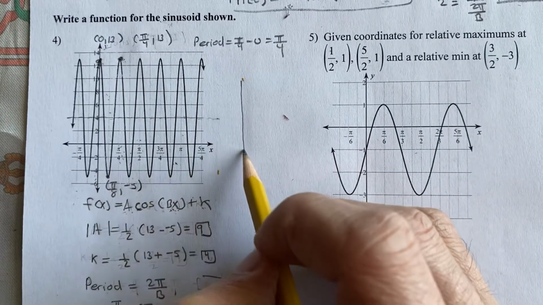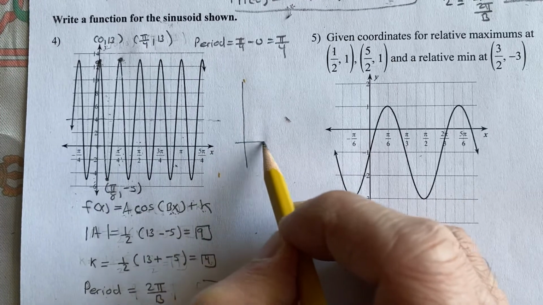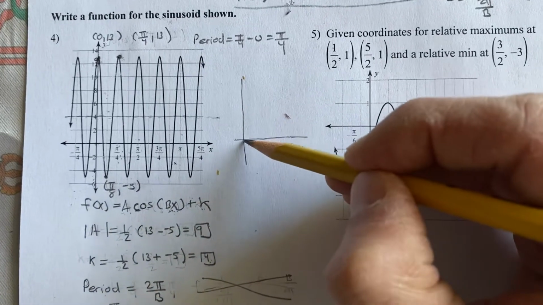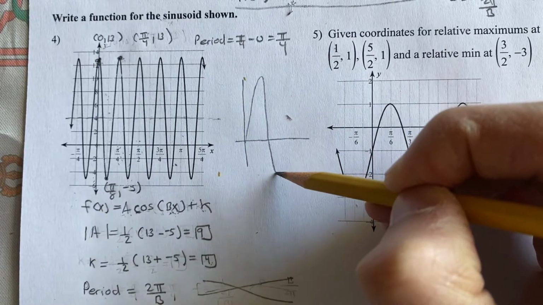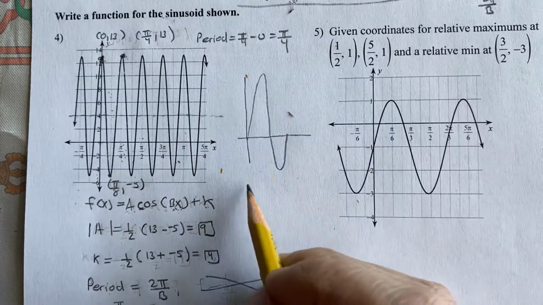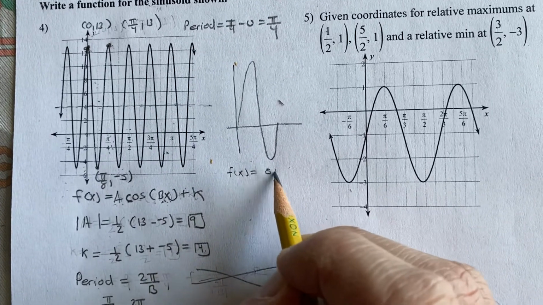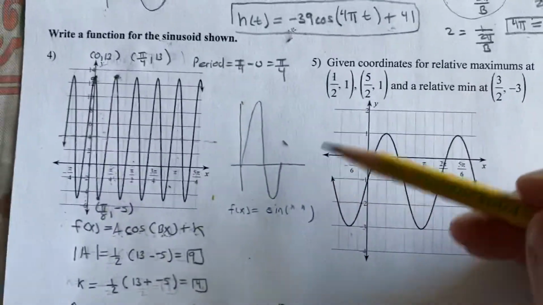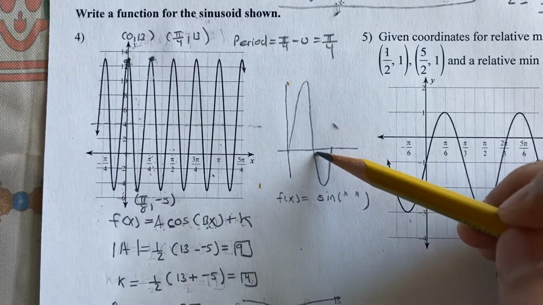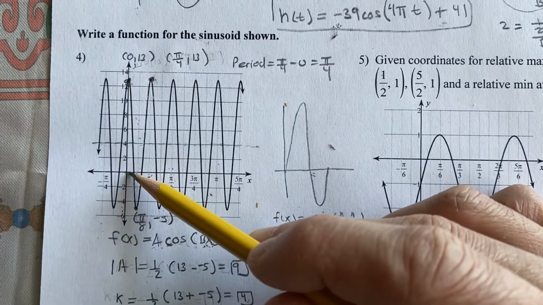What does the sine graph look like? The sine graph looks something like this. Right? In this case, f of x would equal sine of something, something. Okay? Now, we don't want the graph to look like this, right? We want the graph of the equation to be this.